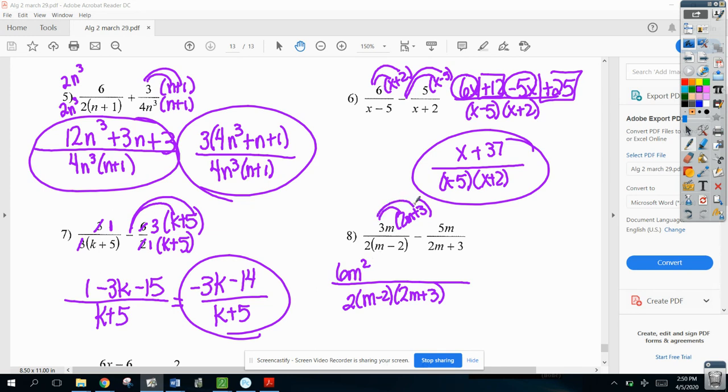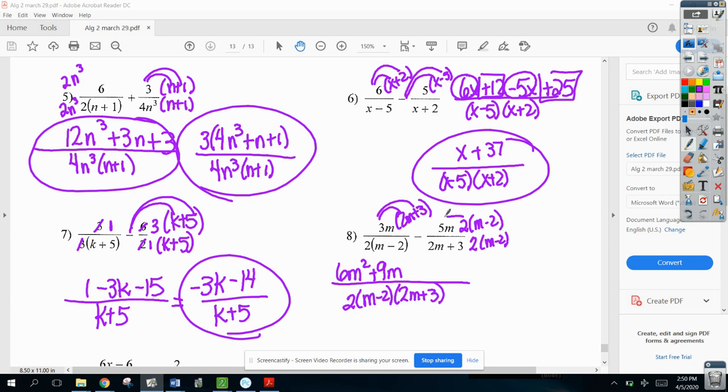3m times 3 gives me plus 9m. Now, the next one has a little bit of trickiness to it, so I'm going to do the next one in 2 different steps. Because he needs this whole thing. He needs the 2 and the m minus 2.